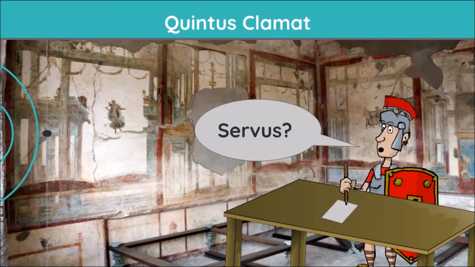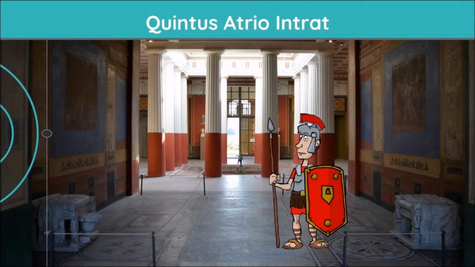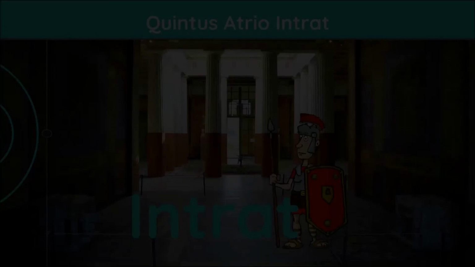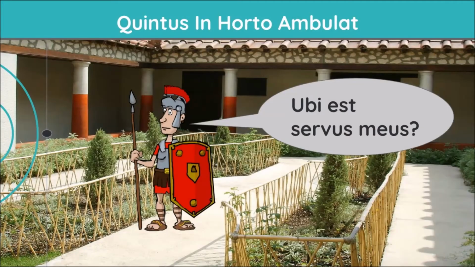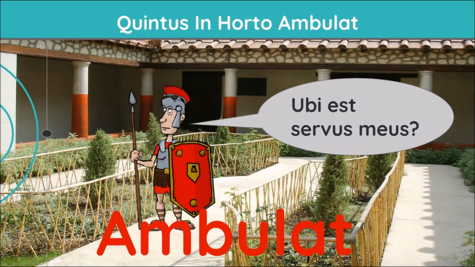Quintus clamat. Servus! The verb here is at the end again, clamat, which means shout or yell. Quintus atrio intrat. Quintus enters the atrium. The verb here is intrat, which means enters. Quintus in horto ambulat. Ubi est servus meus? The verb here is ambulat, which means he walks.